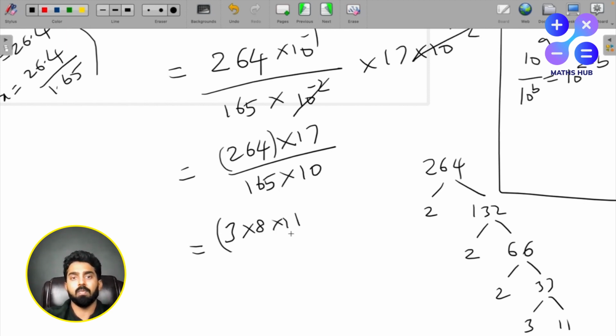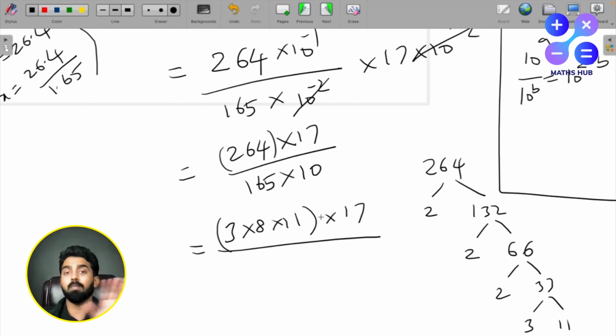This is 1. And then 17 is a prime number, right? You remember all prime numbers. Make sure you remember all the prime numbers below 100. So 165. So 165, what is the factor tree? So obviously 5 is the last number, so 5 will be a factor, right?